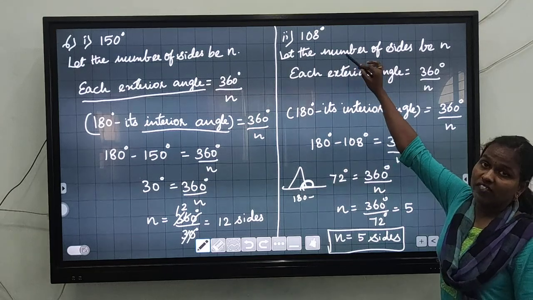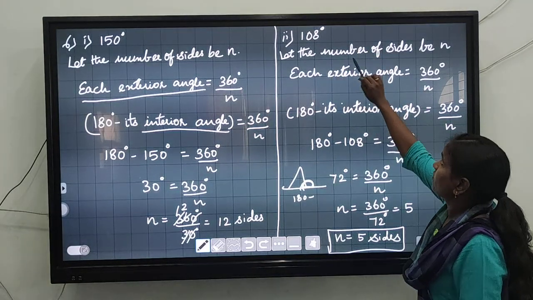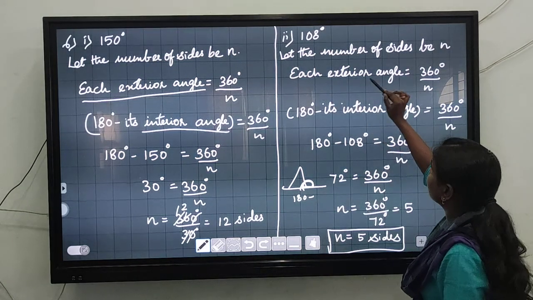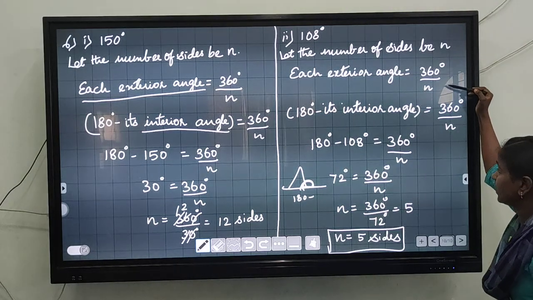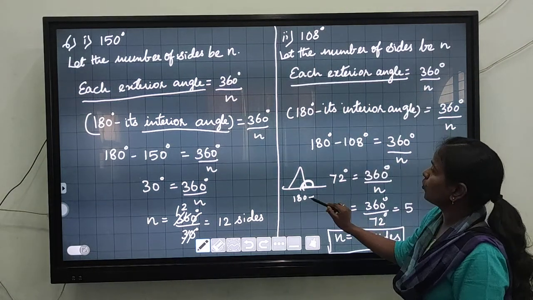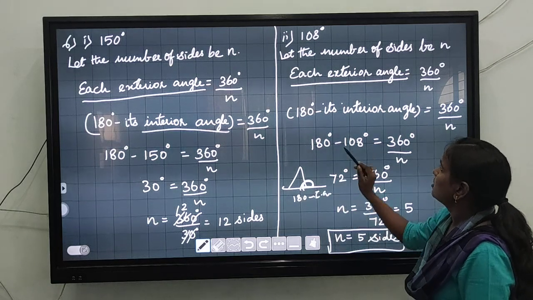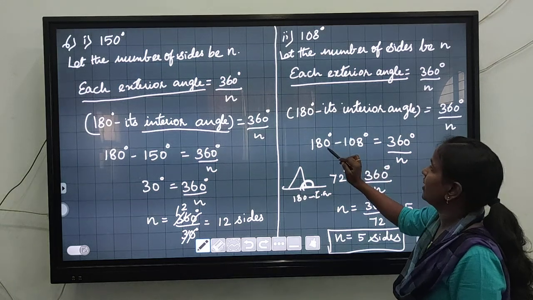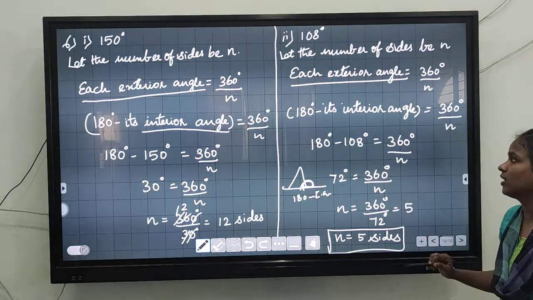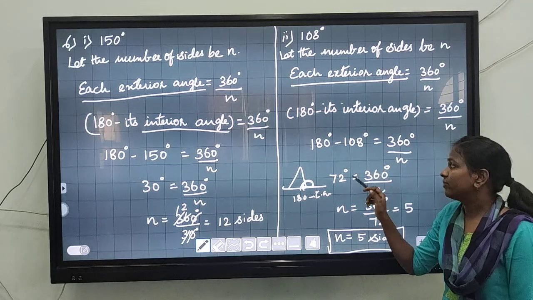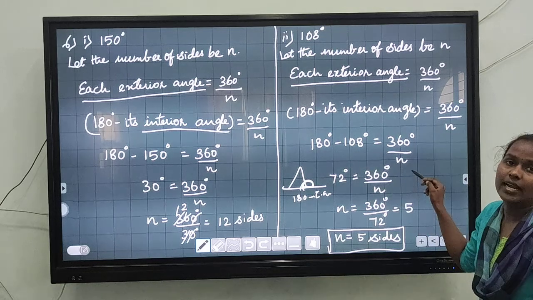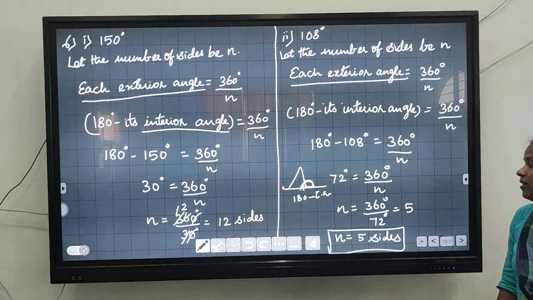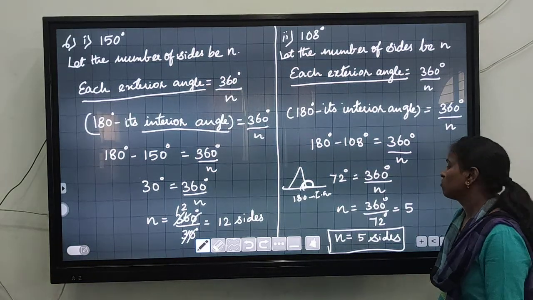Same way next question, each interior angle is given. We are considering the number of sides of that polygon to be n. Each exterior angle, this is the formula, 360 degree by n. You know each exterior angle equals 180 degree minus interior angle. So I am writing 180 degree minus its interior angle equal to right hand side as it is. Interior angle is given, that is 108 degree. If you subtract, you will get 72 degree equal to the right hand side. Take n this side, 72 this side. If you cancel this by 72, you will get 5. So this polygon has 5 sides.